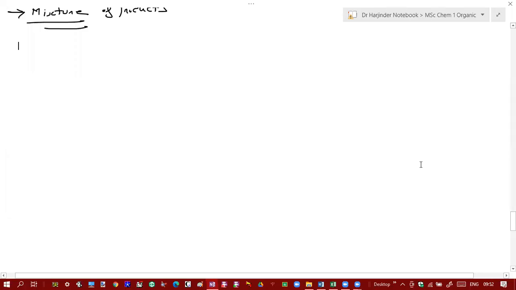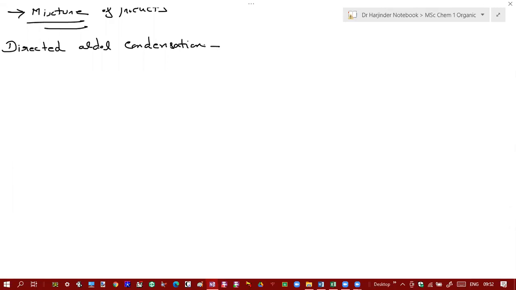So let us start with directed aldol condensation or simply aldol reaction. Now we have already discussed that in case of aldol reaction, your attacking reagent is a nucleophile. What is that nucleophile and how is that nucleophile formed?